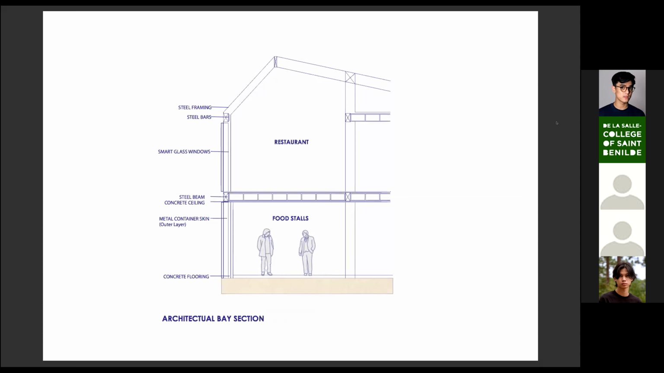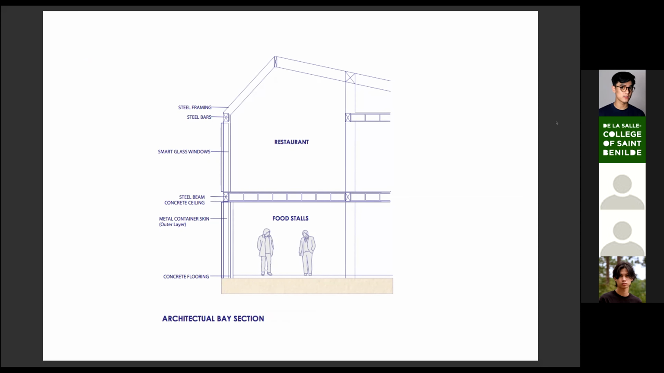So for our architectural base section, as much as possible, we try to limit much of the structural elements. So we would just have a simple concrete flooring. That's for our ground floor, and then for the second floor we will have the steel beam concrete covered with concrete ceiling.